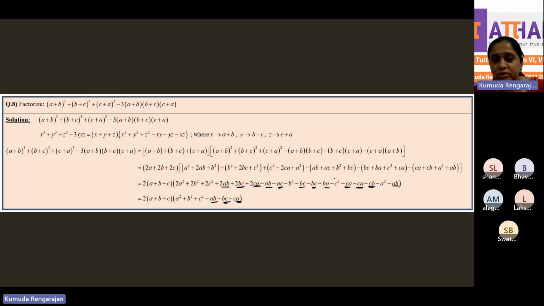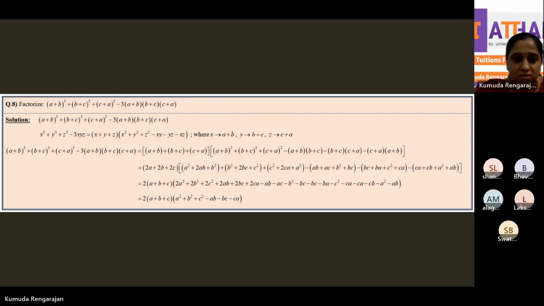So these other terms we already took. See here, where's that A square gone? 2A square minus A square is A square. 2B square minus B square. 2C square minus C square. See, we have taken all the terms. That's all. So there's nothing but 2 into A plus B plus C into A square plus B square plus C square minus AB minus BC minus CA. When you factorize this, you get 2 into A plus B plus C into A square plus B square plus C square minus AB minus BC minus CA.